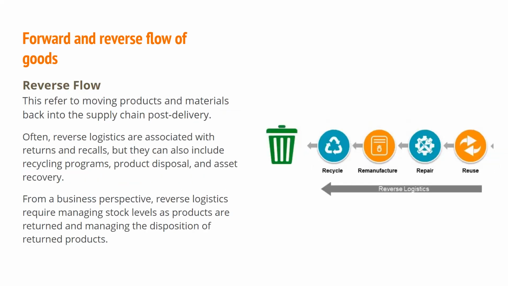The reverse flow now is not from the, well, it involves things that happen after delivery. Now, things that happen after delivery could involve returns from customers, but a lot of times there could also be recycling programs, product disposals, right? You might even recover assets. So to give you some more real life examples relating to that, some companies take back their batteries, right?